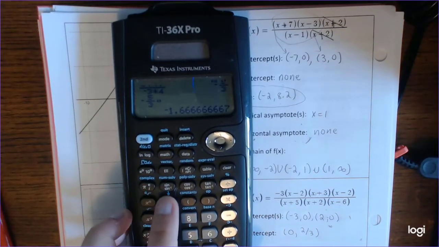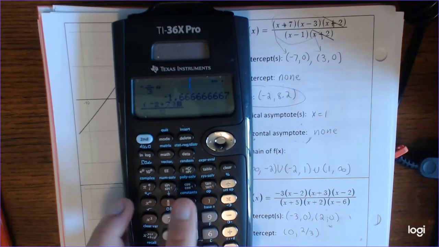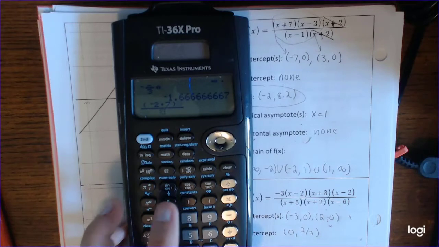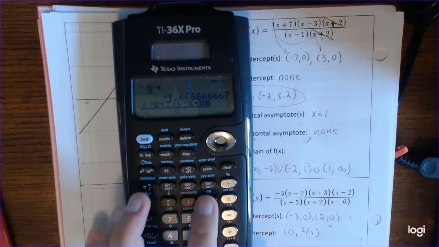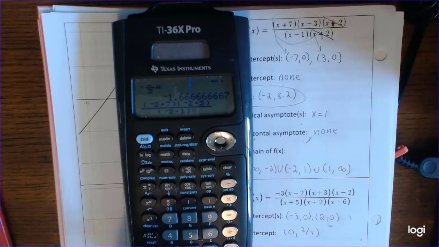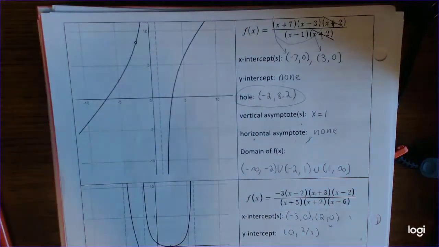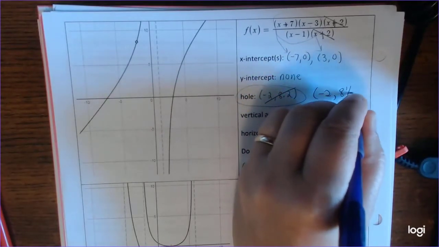So I'm going to put in negative 2 plus 7, because we know x is negative 2 and we're trying to figure out what y is, times negative 2 minus 3, over negative 2 minus 1. And 25 over 5 is 8 1/3. Okay, so the hole is exactly at negative 2, 8 1/3.